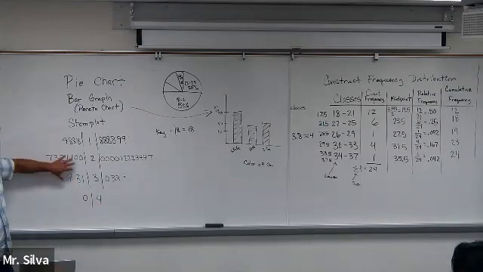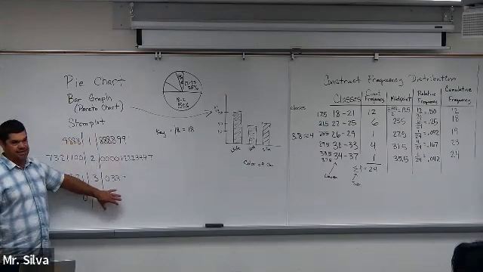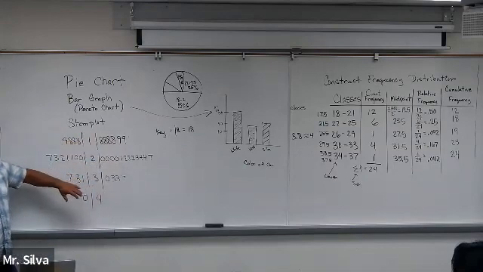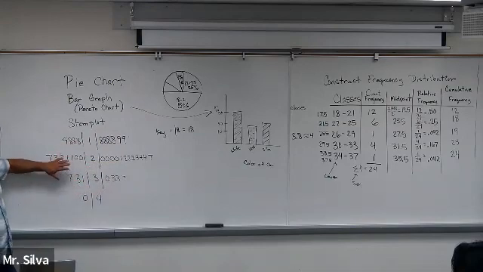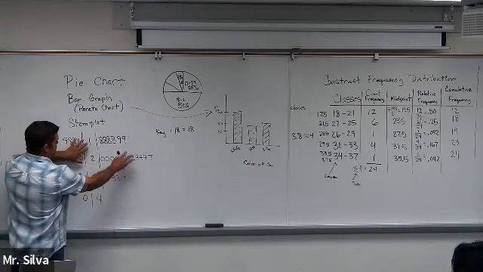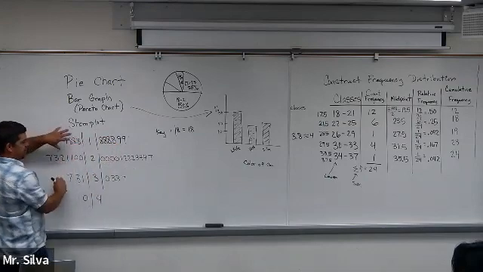So this represents our morning stats class. This represents our evening stats class and the ages of students in those classes. This is called a back-to-back stem and leaf plot. Just this by itself is a stem and leaf plot. It's called a back-to-back stem and leaf plot.